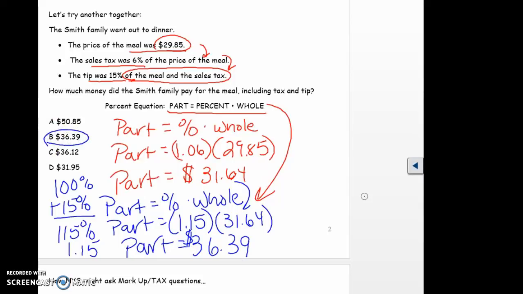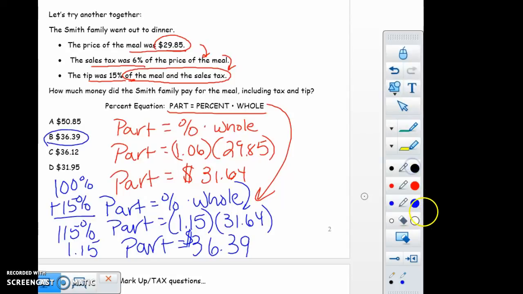Okay, hopefully you've got all this down. There are some practice problems on the other sheet, and there's a video for you to get support if you need it. But for right now, this video is over.